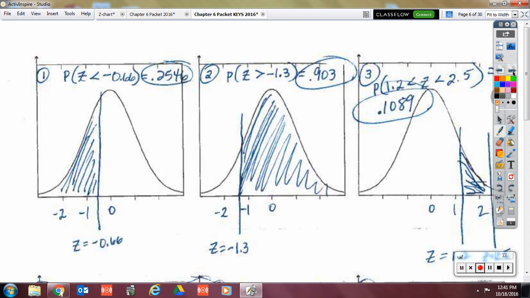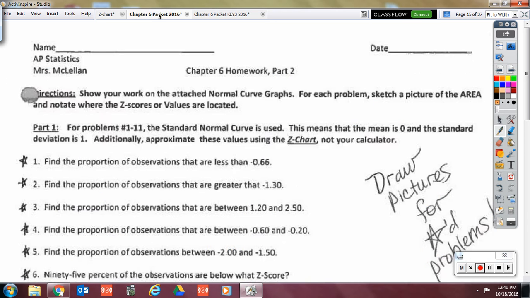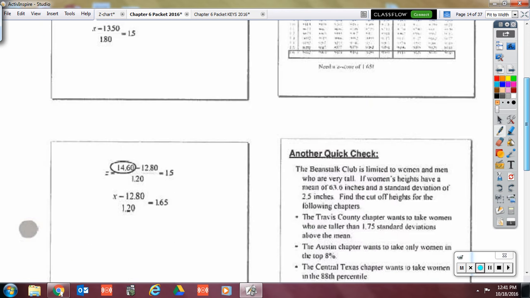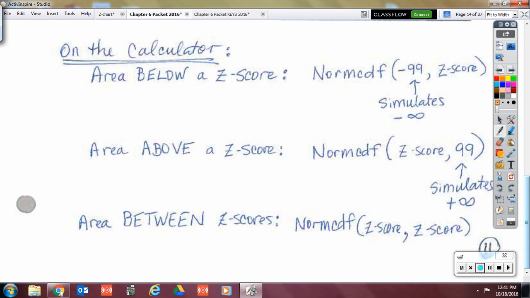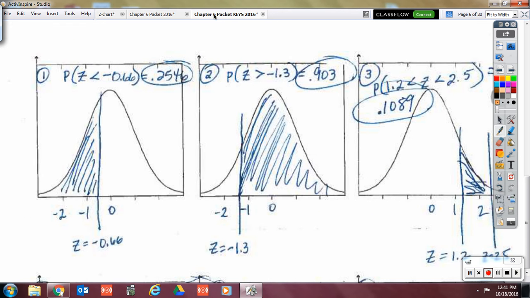So you guys have been using your chart to find these areas, but I want to teach you a way that you could do it in the calculator as well. Sometimes that's faster and such. There are actually notes on this page 11 in your packet. And to find the area below a particular z-score, and that's what we're going to be doing here on this problem. So here we are finding the area below a particular z-score.